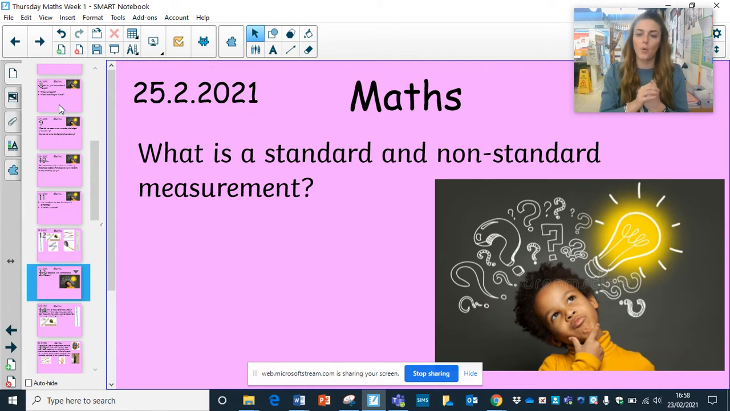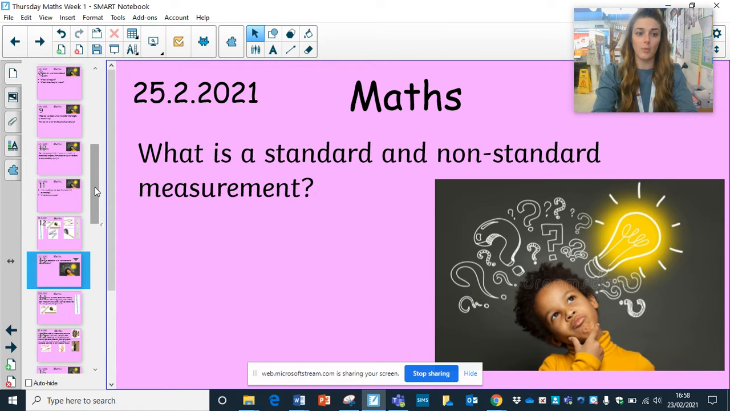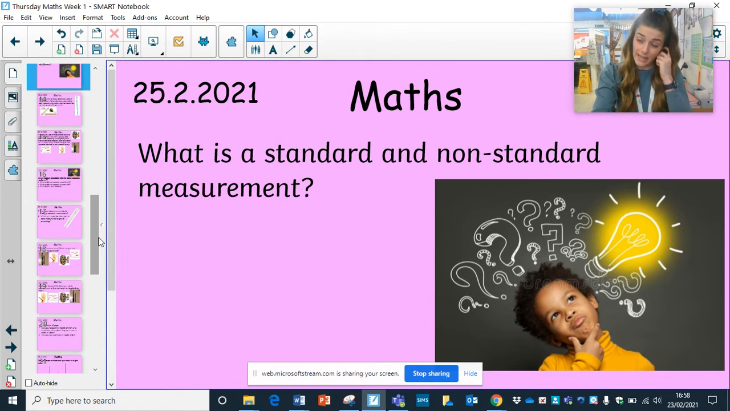So what is standard and non-standard measurement? Again, this is recapping, but this will support you. What do they mean, and what is the difference? Again, share your ideas, pause here to have a think or to talk about it, and then I can tell you a bit more on the next slide.